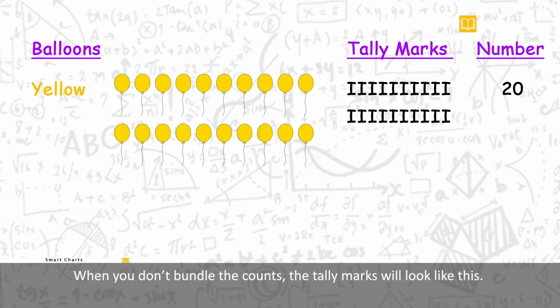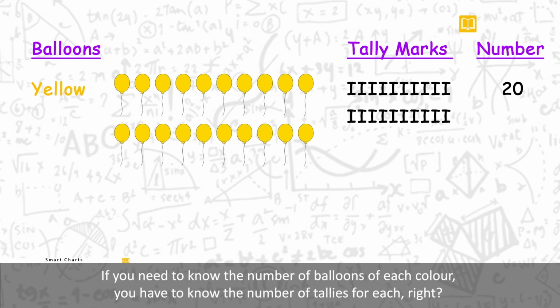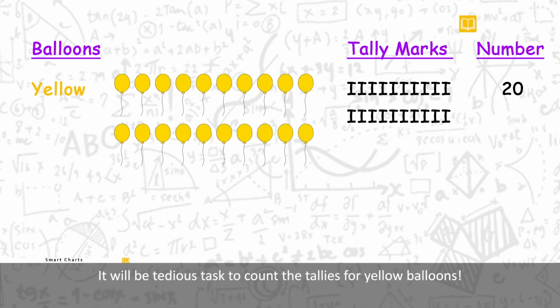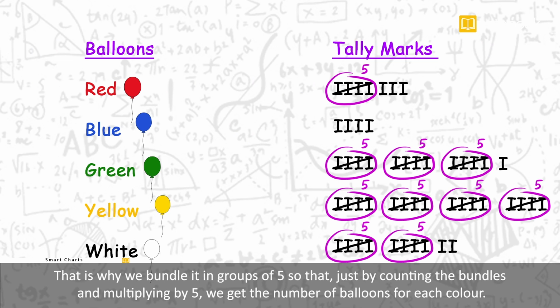When you don't bundle the counts, the tally marks will look like this. If you need to know the number of balloons of each color, you have to know the number of tallies for each, right? It will be a tedious task to count the tallies for yellow balloons. This is why we bundle it in groups of 5, so that just by counting the bundles and multiplying by 5, we get the number of balloons for each color.